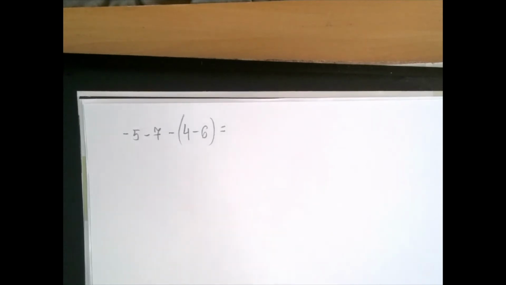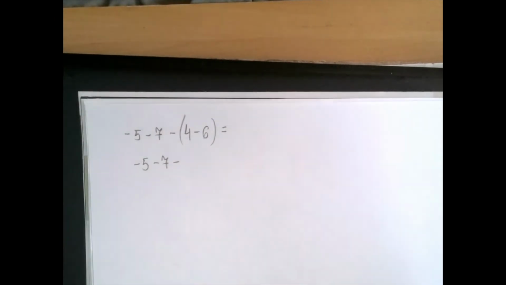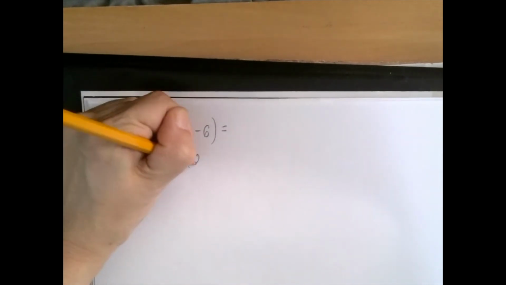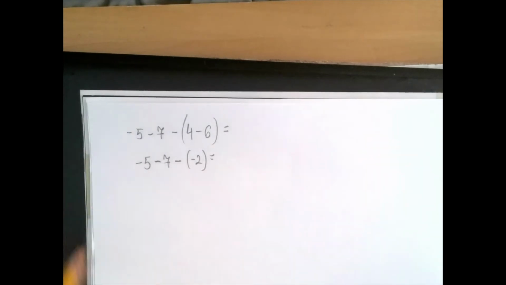Okay, in this order of operations problem, there is one grouping symbol, so we must perform that first. So we have minus 5, subtract 7, subtract 4 minus 6, which is negative 2, so we're subtracting negative 2. Now we have two subtractions. They are equally strong, so among them, we must go left to right.